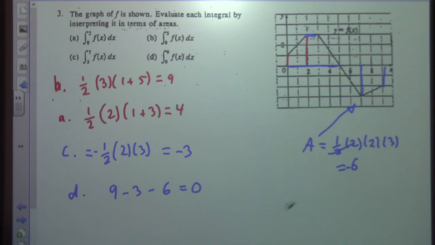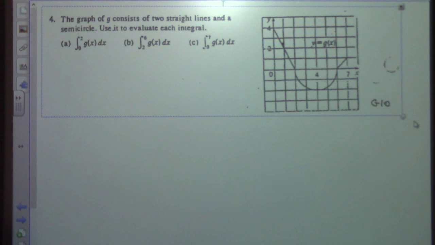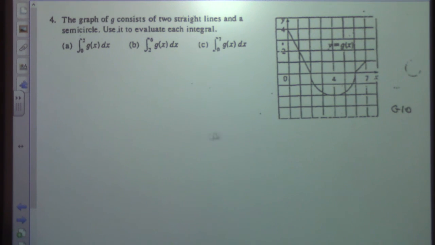So just some things to work out. Okay, this graph here consists of two straight lines and a semicircle. Use it to evaluate each integral. They don't give you the, what do we have to find out for this? We have to find the area of each of these things here.